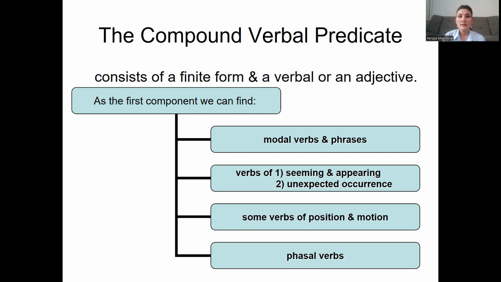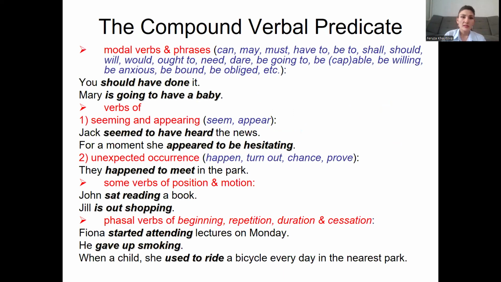The compound verbal predicate consists of a finite form and a verbal or an adjective. As their first component, we can find modal verbs and phrases, verbs of seeming, appearing, unexpected occurrence, some verbs of position and motion, and phrasal verbs. Modal verbs and phrases: can, may, must, have to, be to, shall, should, will, would, ought to, need, dare, be going to, be capable, be able, be willing, be anxious, be bound, be obliged, etc.